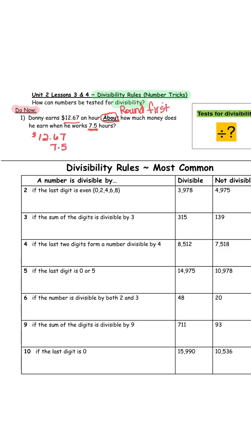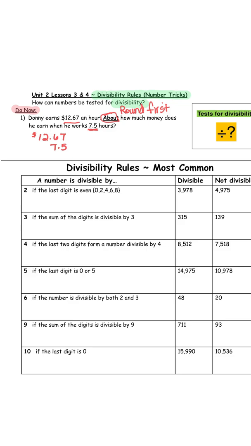So when we look at this, we want to figure out, does Danny want to earn more money than $12.67 or less money? And of course, the answer is Danny wants to earn more money. So when we think about that in terms of operations, are we going to multiply or add? That's how numbers get bigger, so that's what we want to look at.